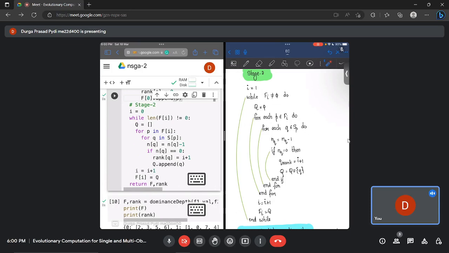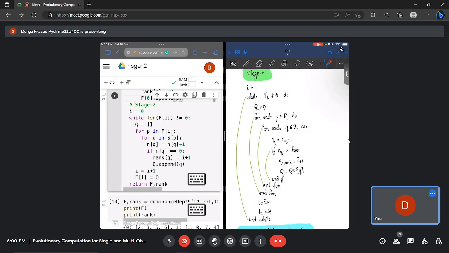The next is essentially for each q in S of P. That is the same statement here. For q in S of P, you decrement the value of NQ, and then if NQ equals 0, the rank of that particular individual will be increased by 1, and you add that to your queue, and you keep on iterating this. Once you are done with your entire population in that particular front, then you increment the value of i. That is, you are essentially going to the next front.